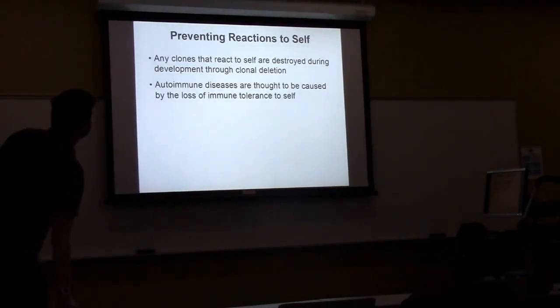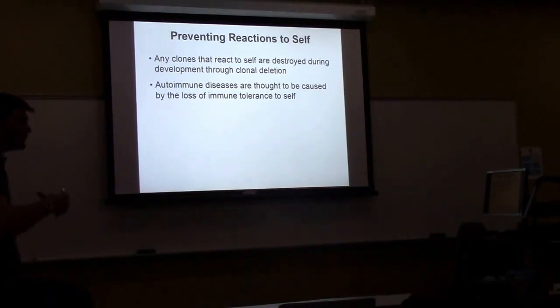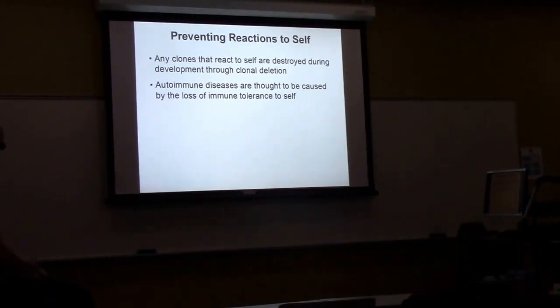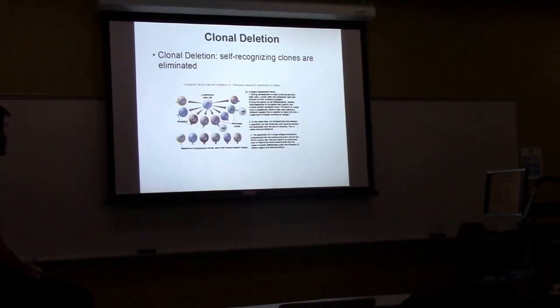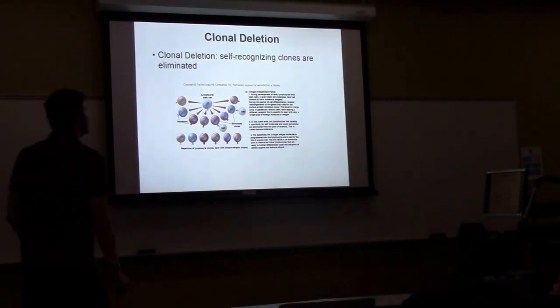So how do we prevent this? Again, autoimmune diseases occur when these cells escape, or the ones that respond to self-antigen. So they have to be destroyed, and this is a process called clonal deletion. Any cell that recognizes self-antigen is zapped and killed. If it does make its way out, then autoimmune disease can develop, and this obviously can be problematic. So clonal deletion, this is self-recognizing clones. These are the ones that recognize self. They are eliminated and destroyed, and that way they cannot be released and cause autoimmune disorders.